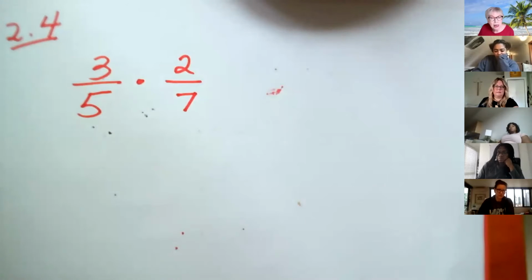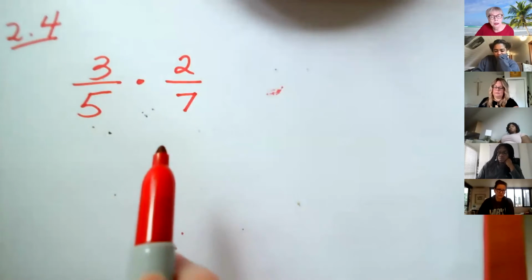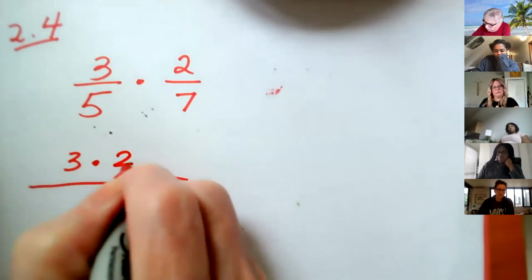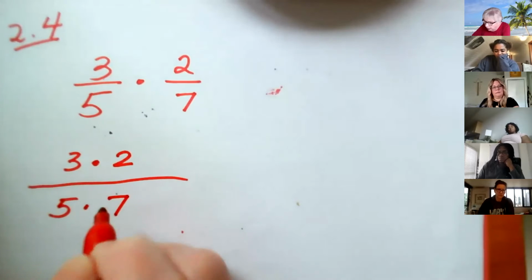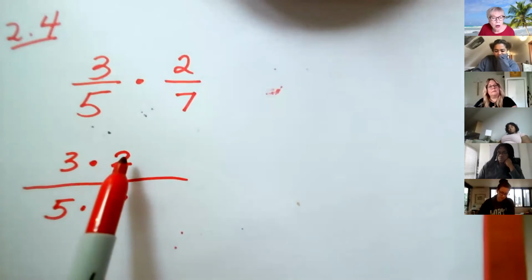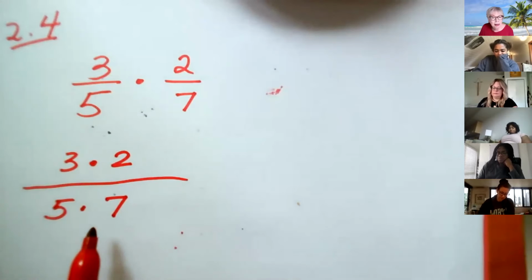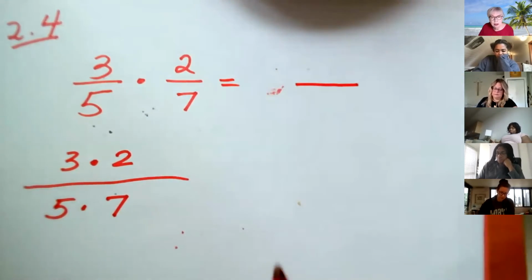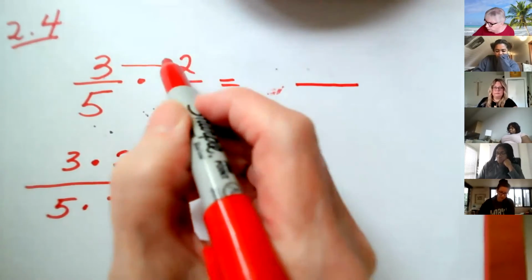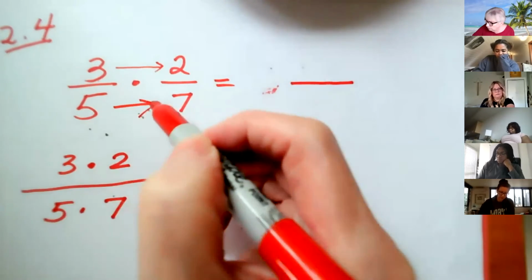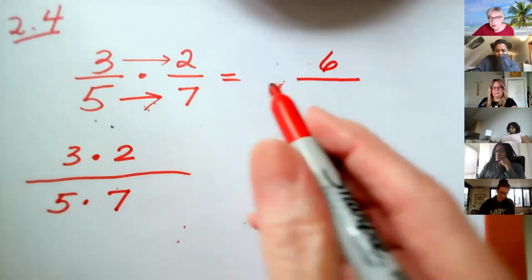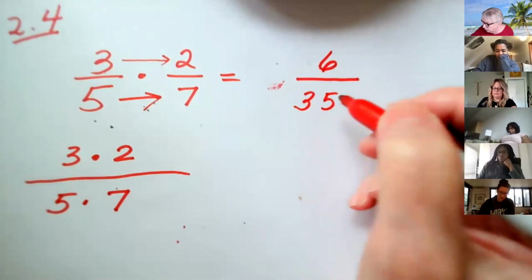numbers aren't right. So when you find there's absolutely no way, and you can actually see this problem like this, although you don't really have to write it like that. But the 3 and the 2 belong on top, the 5 and the 7 belong on bottom. Does anything cancel? No, you don't have any pairs. So in this particular case, there's nothing to do but multiply across. So 3 times 2 is 6. 5 times 7 is 35.